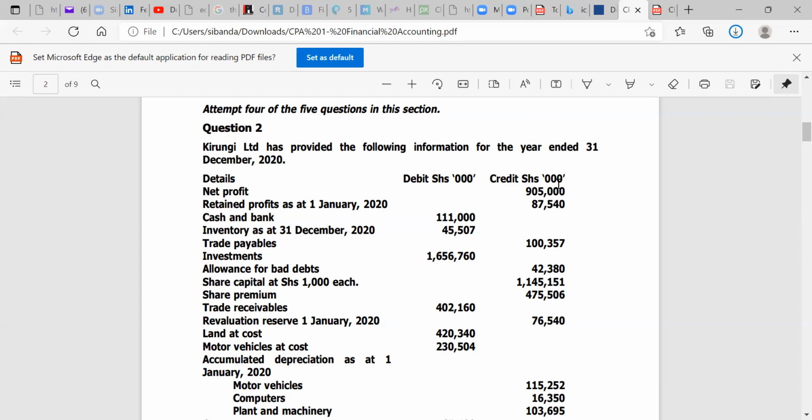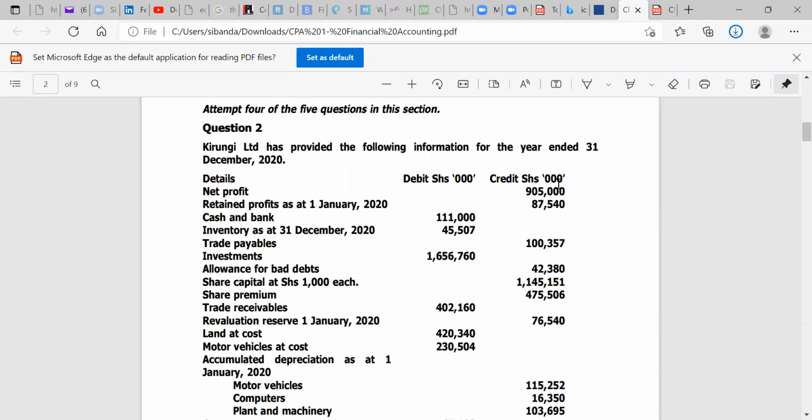So we have net profit and then we have retained profits. So we understand that net profit and retained profits are totally two different things. Of course, net profit is the profit for the year, while retained profits is including profits for the previous years. So the other word for retained profits is retained earnings. Some other people may also call it accumulated profits.